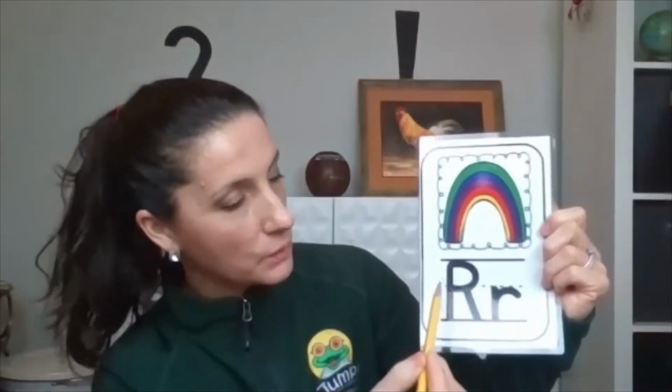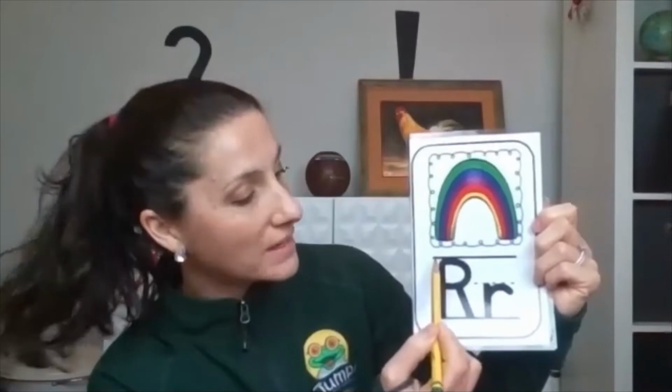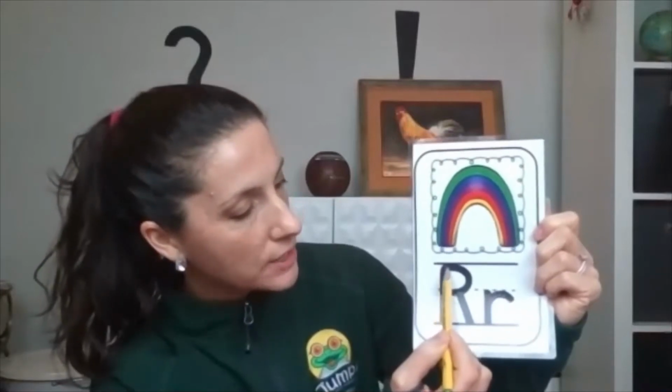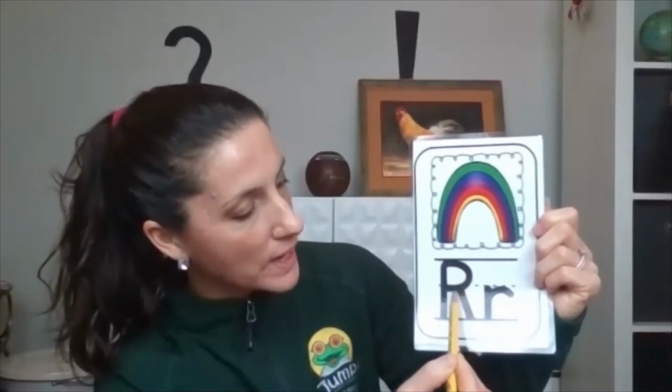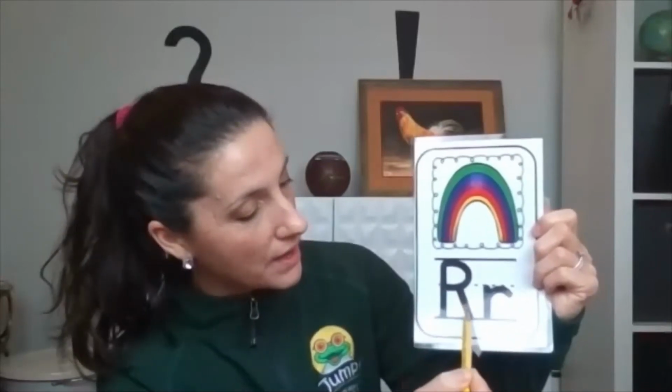Now, when we write the letter R, we start at the top line and we draw a straight line down. Then we lift our pencil and we go back to the top where we started and draw a half of a circle around to make a letter P. And then we draw another diagonal line down. That's our uppercase or capital R.